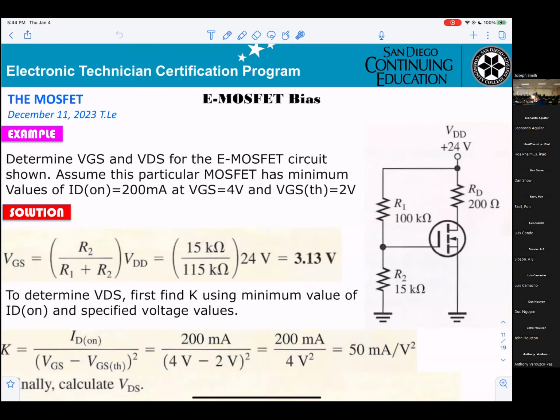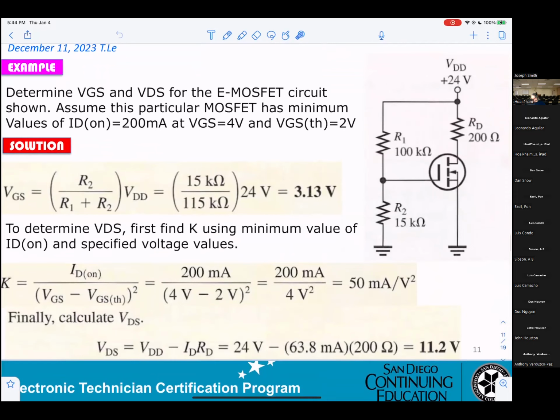To determine VDS, first find K. The thing is, this is an E-MOSFET. You have to find K, and this is the formula to find K. And after you get K, then you can say VDS equals VDD minus ID times RD. So that's how you get the answer.